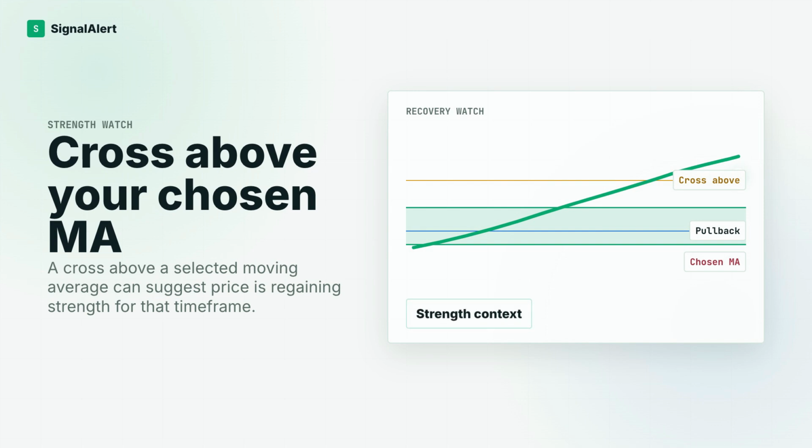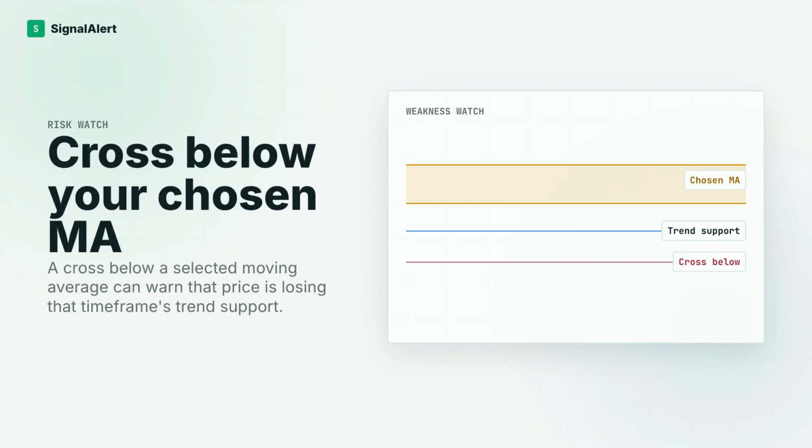So the question is not, what is the best period? The better question is, what job should this alert do? If you are watching short-term pullbacks, a faster average may make sense. If you are watching a bigger trend shift, a slower average may be better. The period should match the decision you want to make.